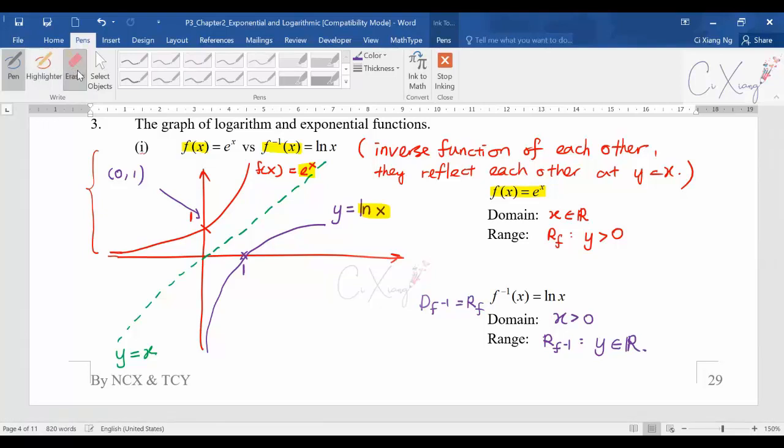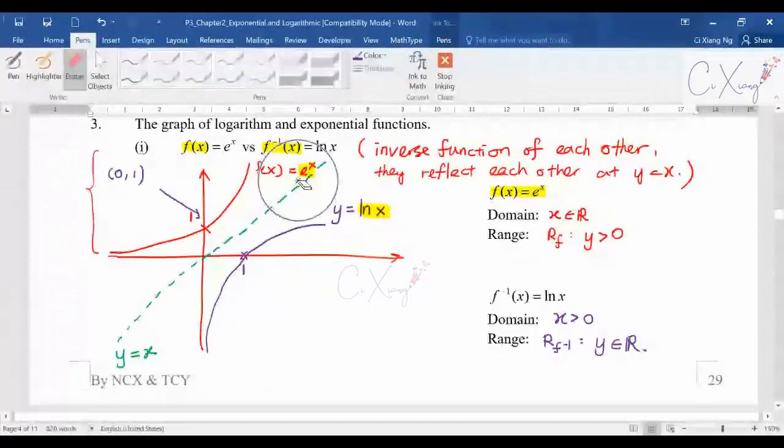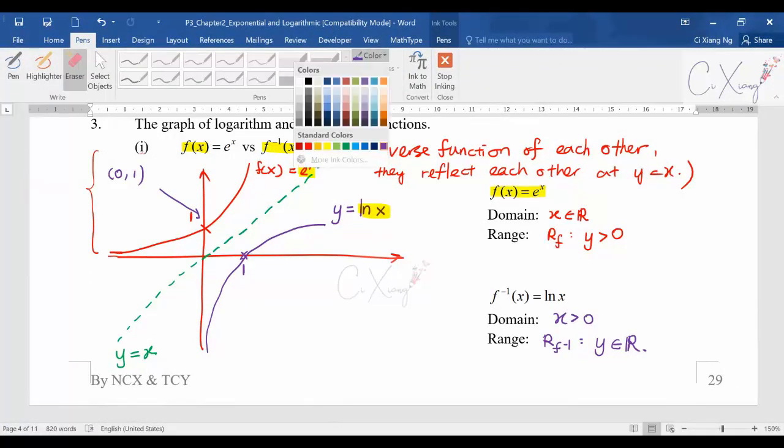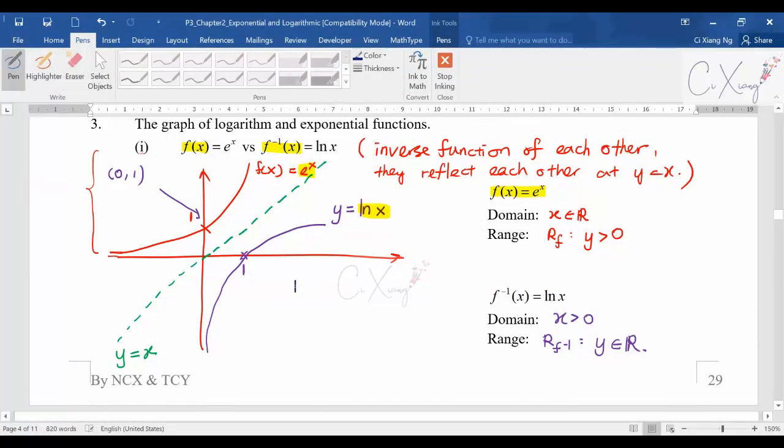So this is a very basic concept that you need to know about e power x and also log x. First you need to make sure that you remember the e power x graph, and after that you also need to remember the graph y equals log x, and you should know that they are inverse functions of each other. After you know all these things, I want you to remember an important result here.